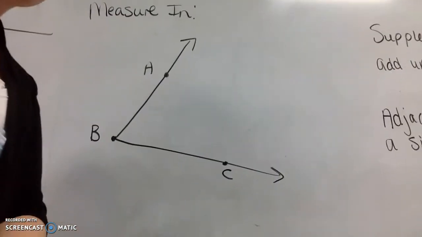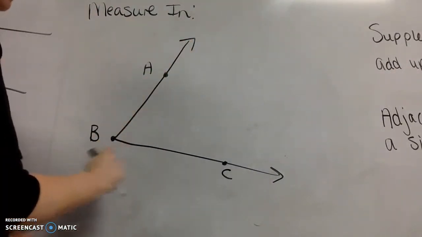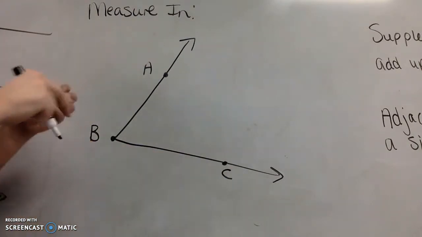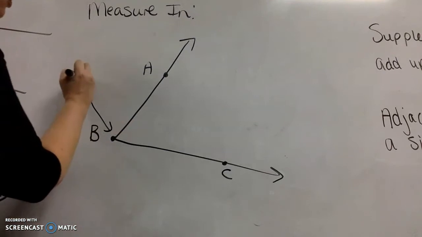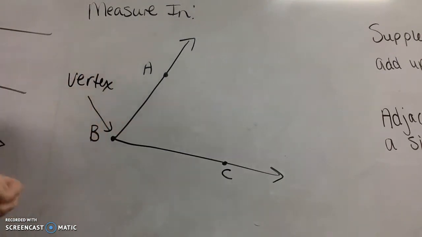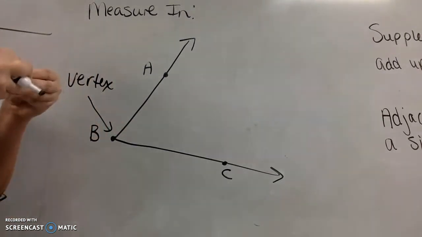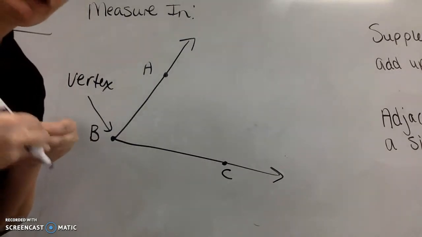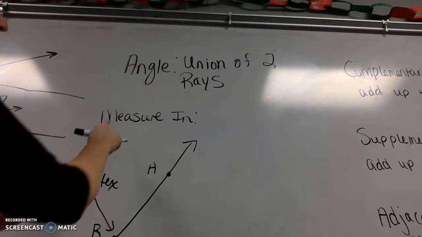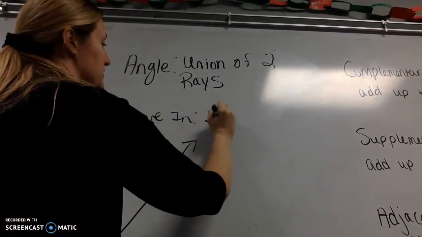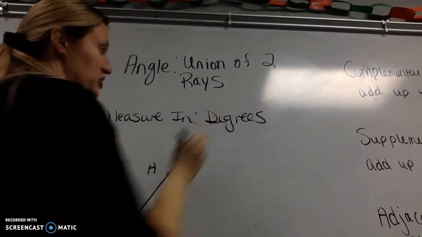And I have an example here as well. Okay, so here's a ray that comes at this point, and then here is a ray. This point where the union of the rays happen, that is called the vertex of the angle. Okay, so where the 2 rays come together and that union happens is called the vertex. Okay, you know we measure angles in degrees. I just got done talking about that.